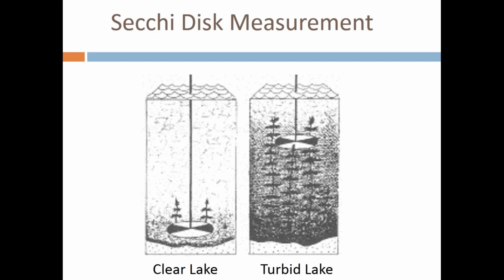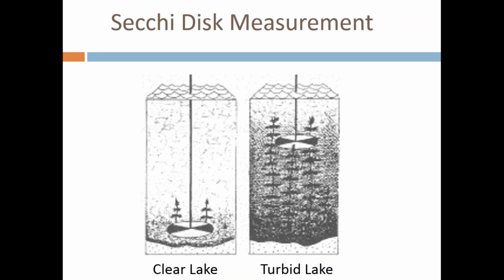What does it do? Well, the more clear your lake is, the further down you can see, and this is just a simple graph that indicates this. And it can tell you the level of the turbidity, of the cloudiness of the water.